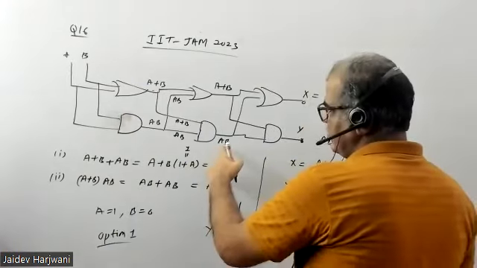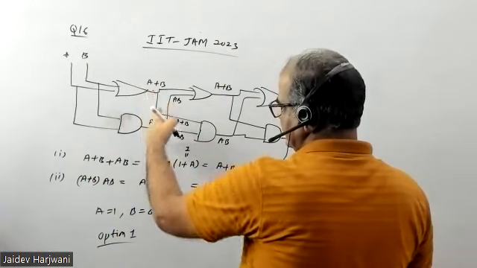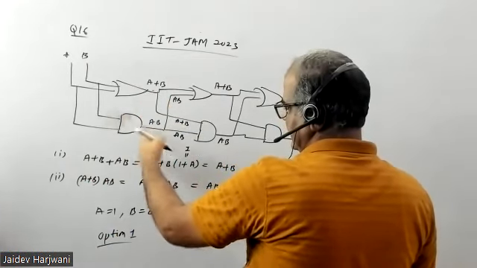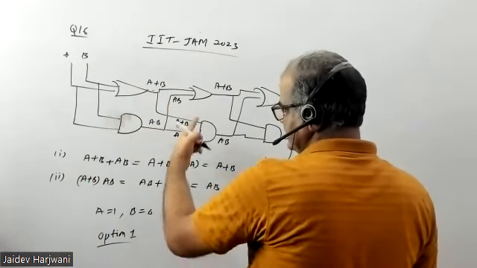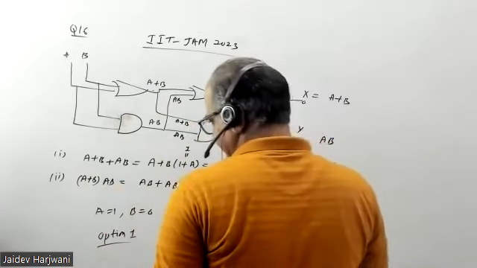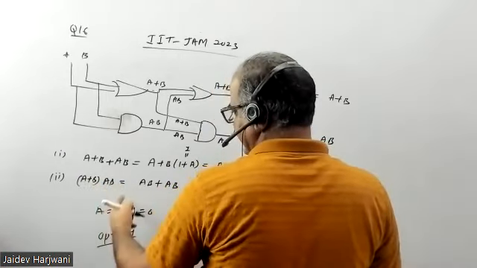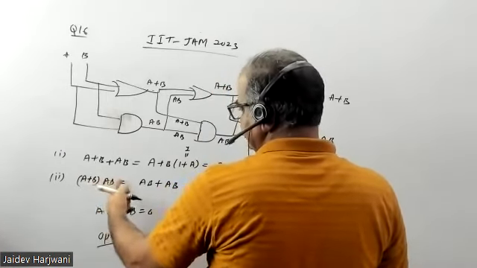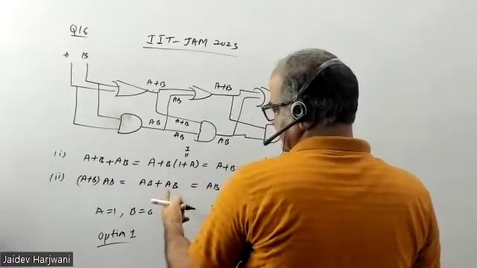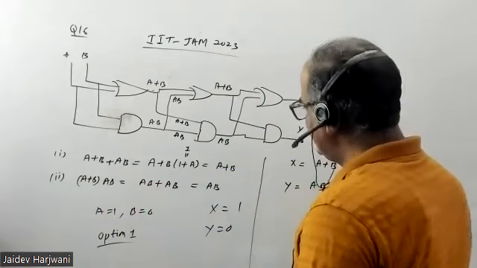Similarly, if I see the output at this position, I am giving the input A plus B, and here the output of this gate, AB, is coming. So it will be an AND gate. So (A plus B) into AB. This will give me, because A times A is A, I get AB, and similarly B times B is B, so I get AB. So (A plus B) times AB is equal to AB. So again the output of this is AB.